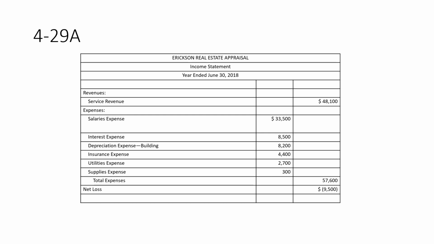So we have here Erickson Real Estate Appraisal's adjusted trial balance, and they ask us to first complete the income statement for the year. Now, an income statement is an income statement. We start with the company's name, the name of the financial statement, and the date line. And then we record revenues for the year, which are right off of the adjusted trial balance, $48,100. Each expense: salaries expense, interest expense, depreciation expense on the building, insurance expense, utilities expense, and supplies expense. Add those up. Total expenses are $57,600.